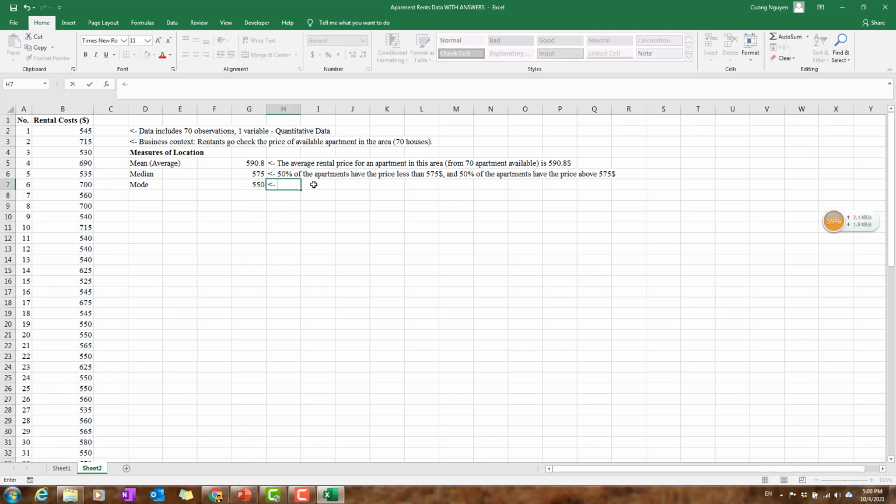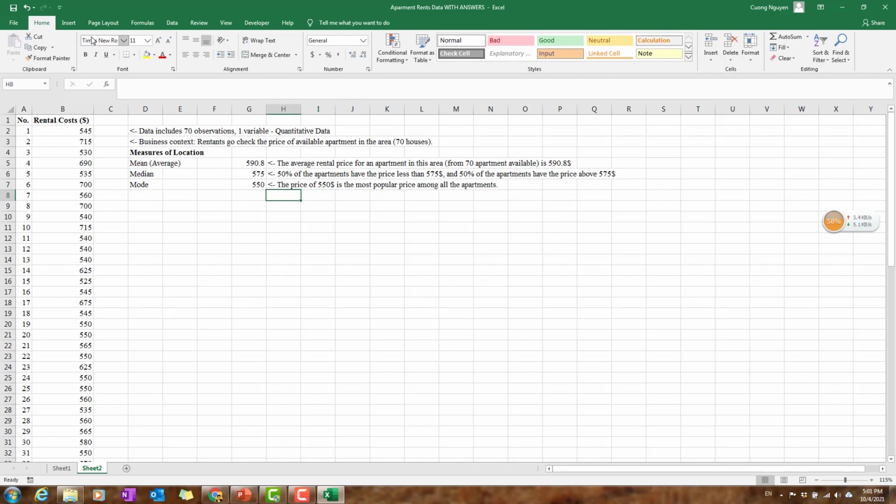So what does it mean? That means the price of $550 is the most popular price among all the apartments. So that means you can easily find, from the 70 different apartments, right? The highest possibility that you can find would be $550 for an apartment.